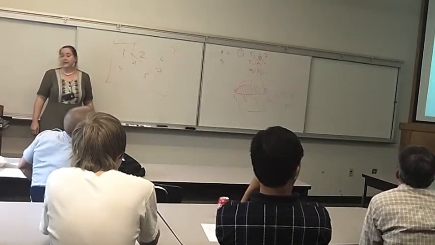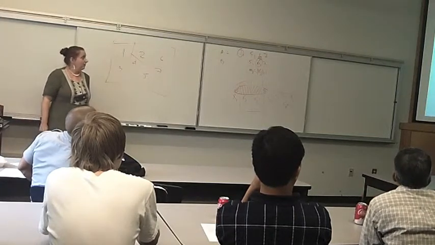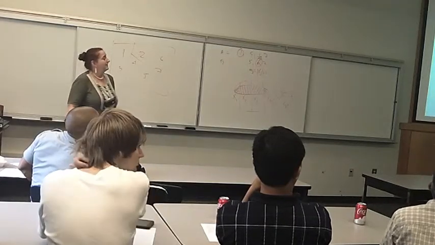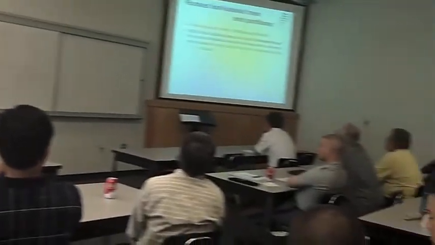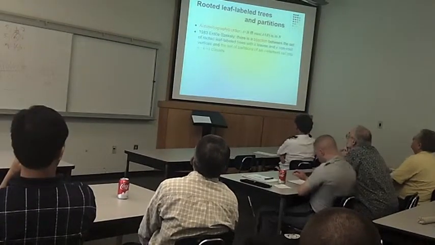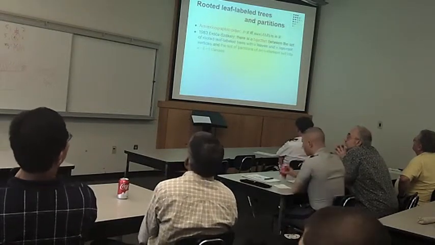In 1983, two of my collaborators, Peter Erdős and László, showed that there is a bijection between the set of rooted leaf-labeled trees with k leaves and n non-root vertices, and the set of partitions of an n-element set into n minus k plus 1 classes. That was a mouthful, so let's just think about it for a second.